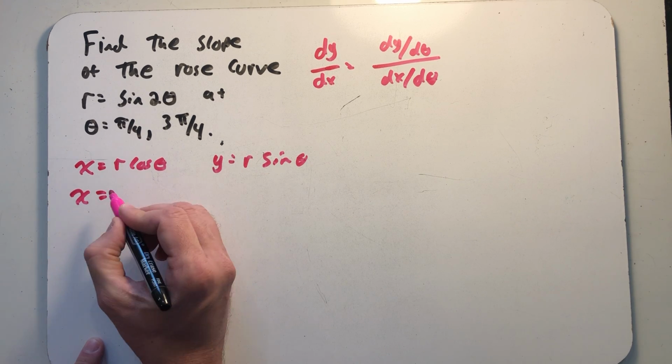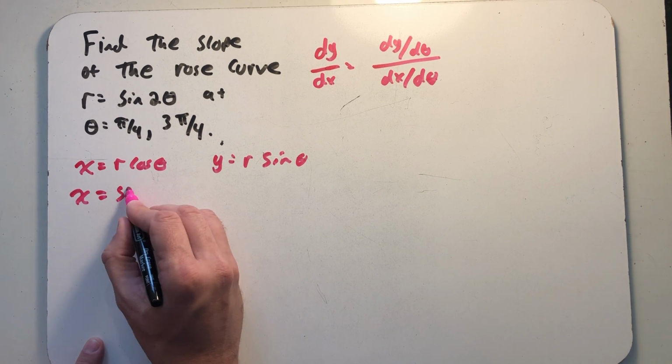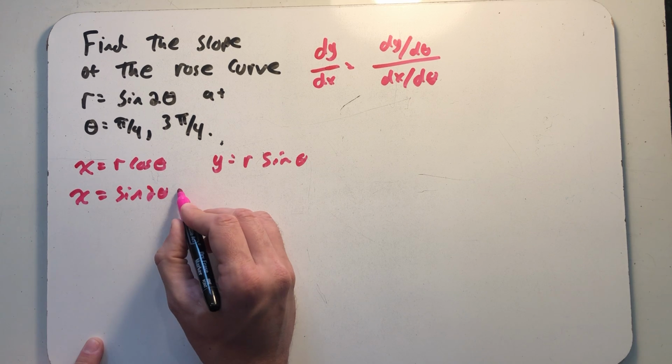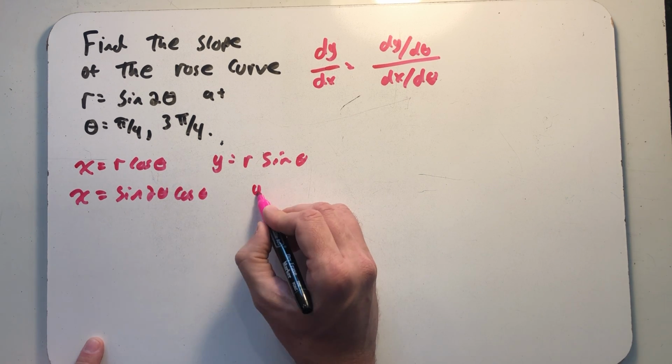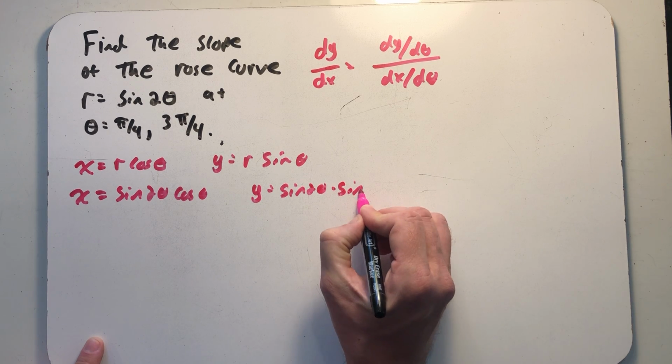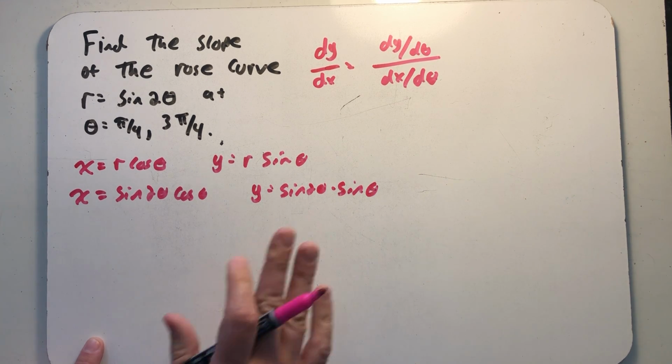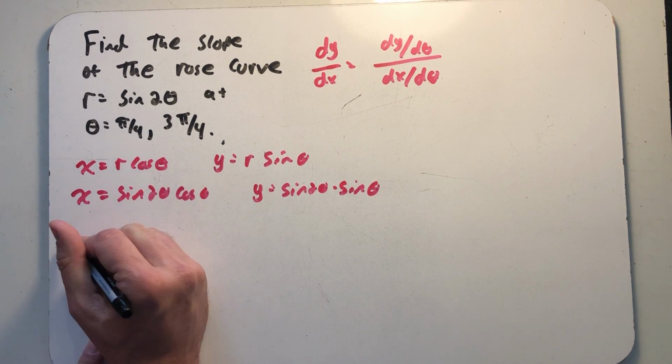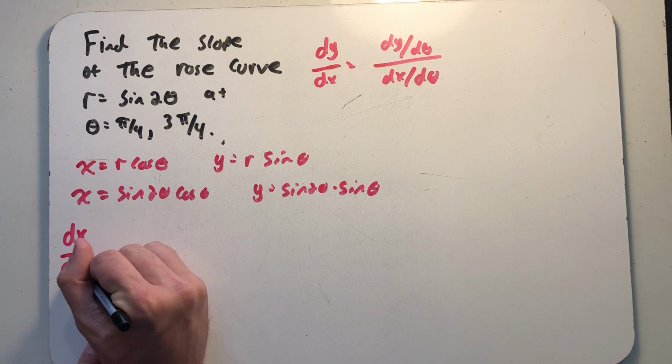All right, so for us, r is sine of 2 theta, so x is sine 2 theta times cosine of theta, and y is sine of 2 theta times sine theta. So I'm going to find dy d theta and dx d theta. I have to use the product rule here.